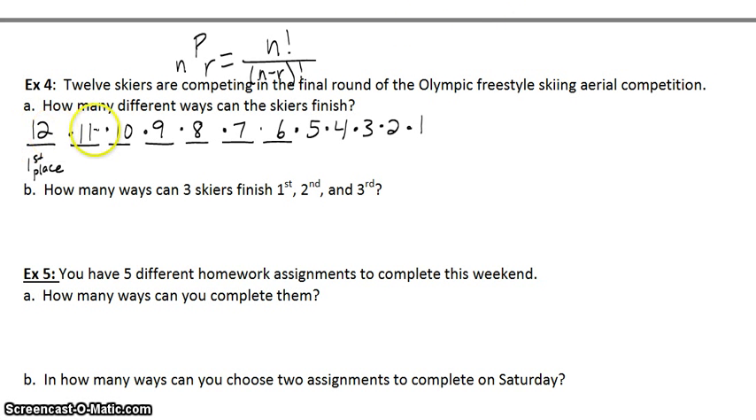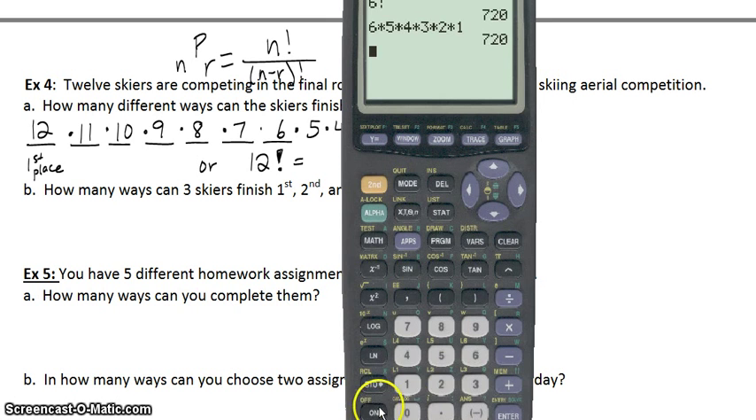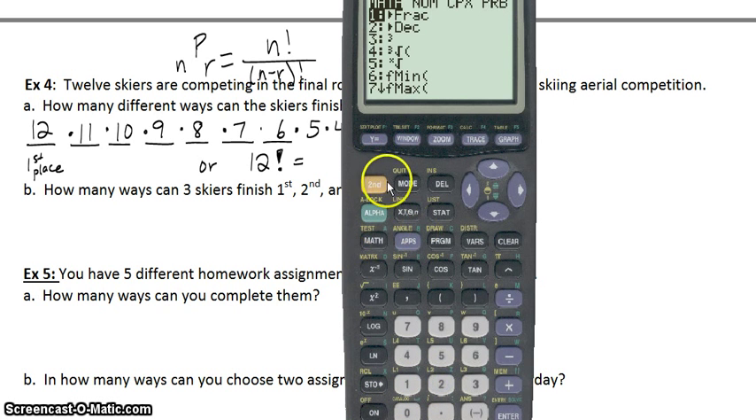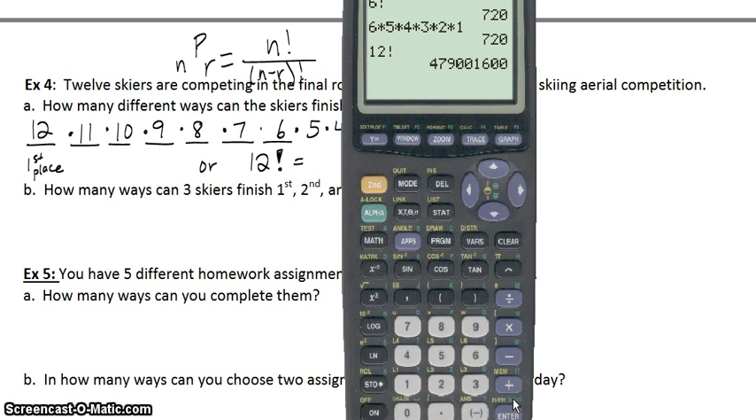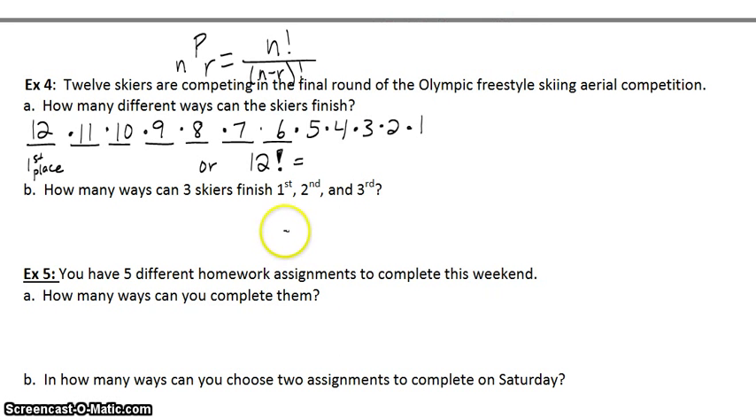Now, instead of typing all of that into your calculator, that is the same thing as doing 12 factorial because it is itself and every number below it. 12 factorial, okay, that would be 479,001,600.